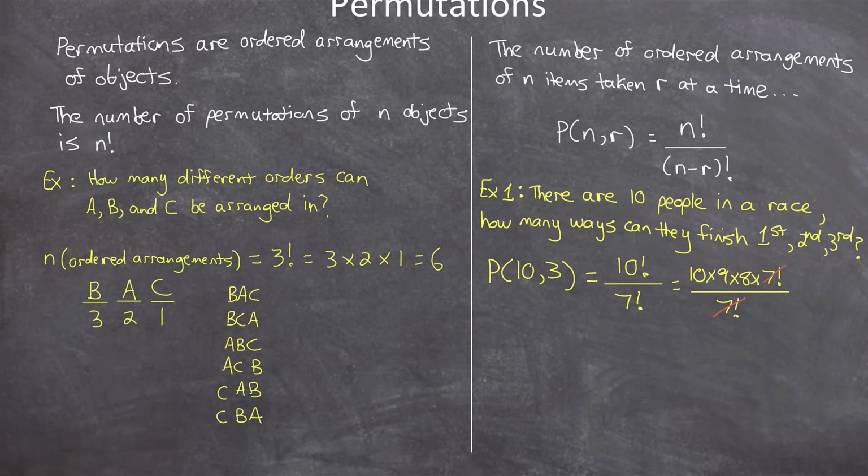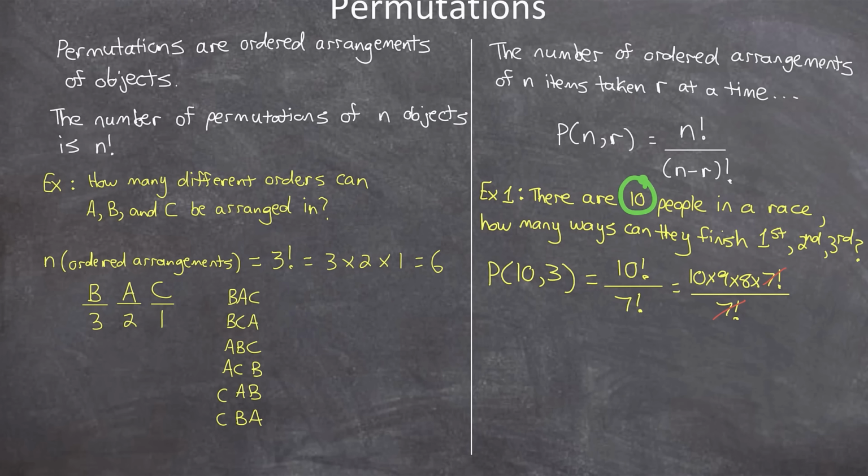And why does that make sense? Well, from the 10 people, we're only filling 3 spots. We're only making an ordered arrangement of 3 from the 10 people. So how many choices do we have for who could come first? We had 10 choices. How many options for then who could come second? Well, there's 9 people left that could come second. And for third, there would be 8 people left. So we do 10 times 9 times 8, and we figure out that there are 720 different ways the people in the race can finish first, second, and third.